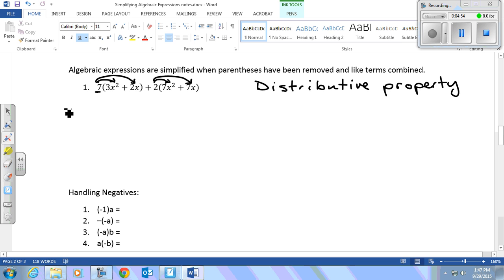So in this case, we'll have 21x squared. So 7 times 3x squared gives us 21x squared plus 14x.